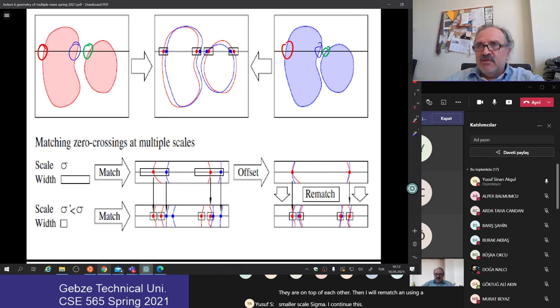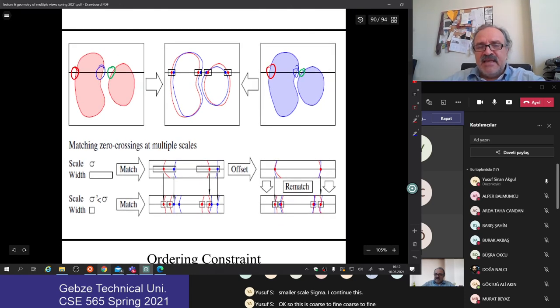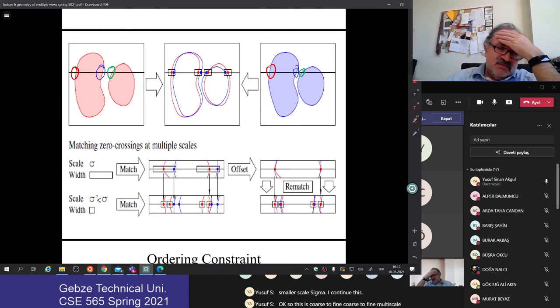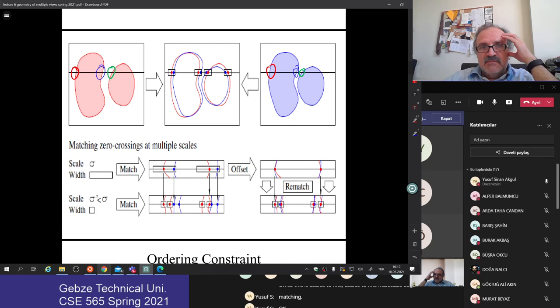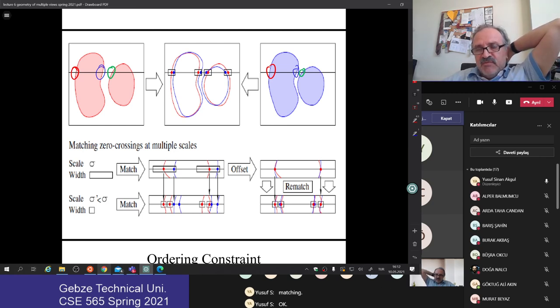So this is coarse to fine multi-scale edge matching. Get the general structure from one level and continue with this information.